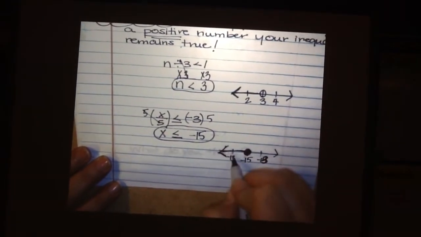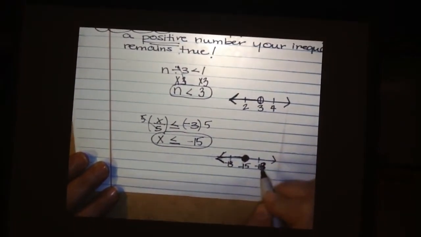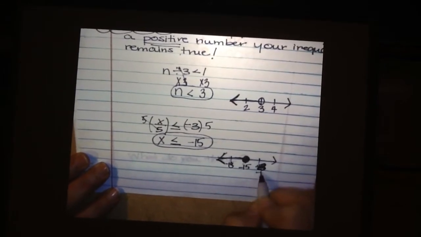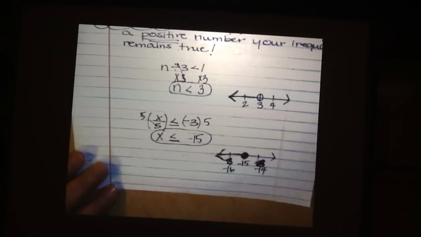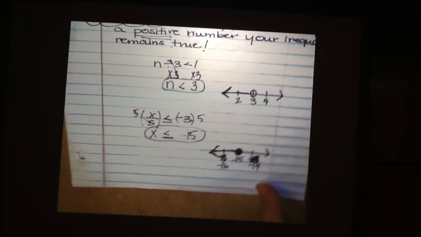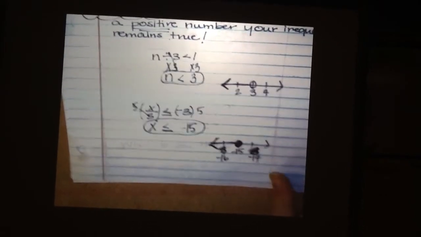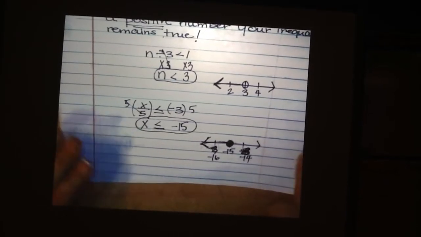Whoops. I messed up my numbers. Nope, this was right. Sorry. Negative 14, and this is a negative 16. My bad. Sorry about that. So, now that I got the graph right, we are going to go to our second method.